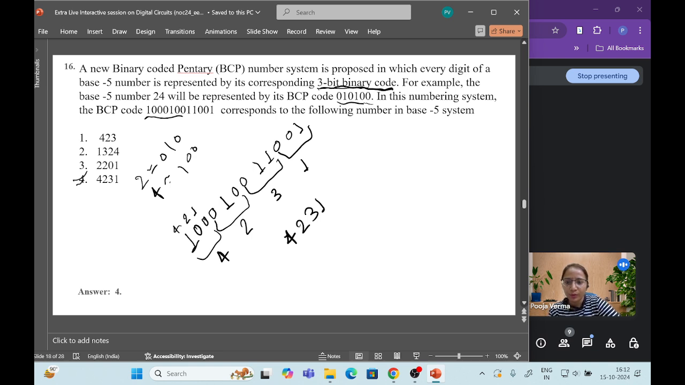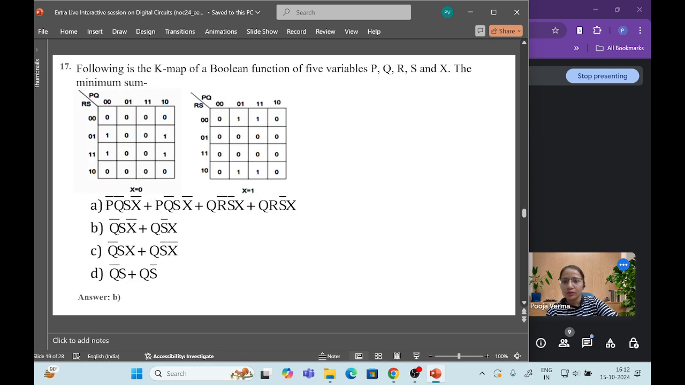Okay, I hope you understand this question. So moving to the next question. The next question is basic, from the K-map. The following is the K-map of a Boolean function with 5 variables, that is P, Q, R, S and X. What will be the minimum sum? Here it is given for x is equal to 0 and for x is equal to 1, the K-map for x is equal to 0 and x is equal to 1.